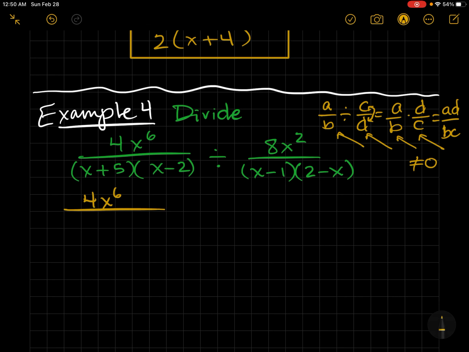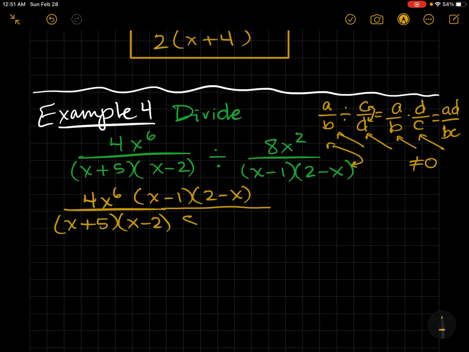So let's see, we have 4x to the 6th on top, x plus 5, x minus 2. And now we're going to flip this second fraction. So now, just mushing it all together, I have x minus 1 and 2 minus x and an 8x squared here. Okay, so all I did is flip that second fraction. Now I'm going to see if anything cancels out. Ooh, cute, cute. Warning, warning.